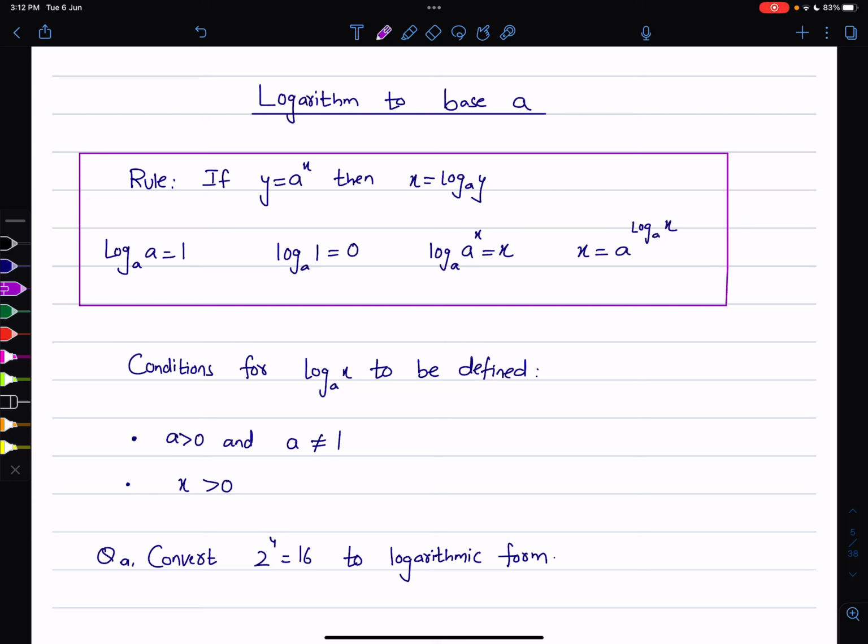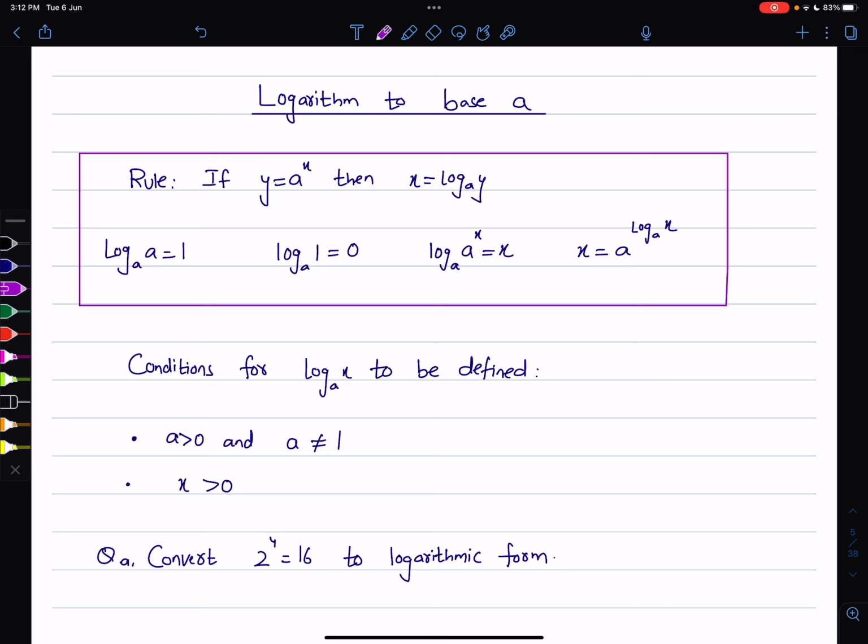Hi, in this video we are going to be covering logarithm to the base of a. Now let's consider the rule. If y is equal to a to the power of x, where a is our base and x is the power, then if we want to convert this exponential form to a log form, x being the power will be equal to log to the base a of y.